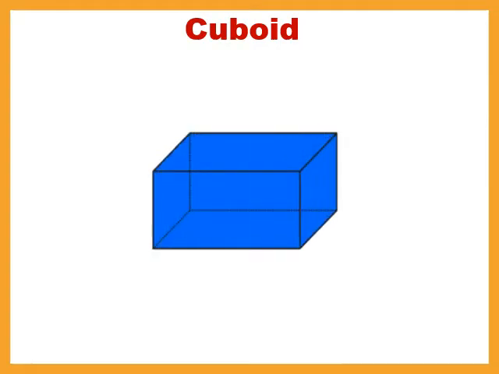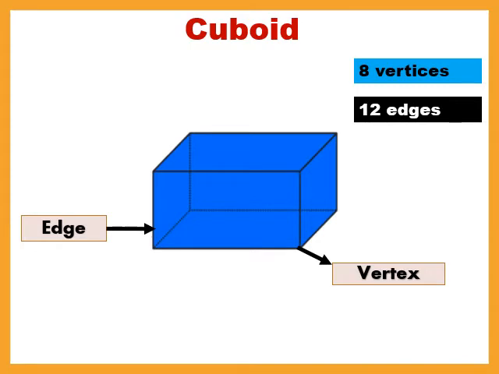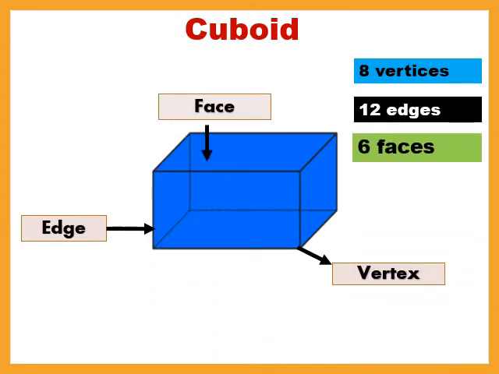This is a cuboid. A cuboid has 8 vertices, 12 edges and 6 faces. The examples of cuboid are book, brick, suitcase, eraser, box, etc.